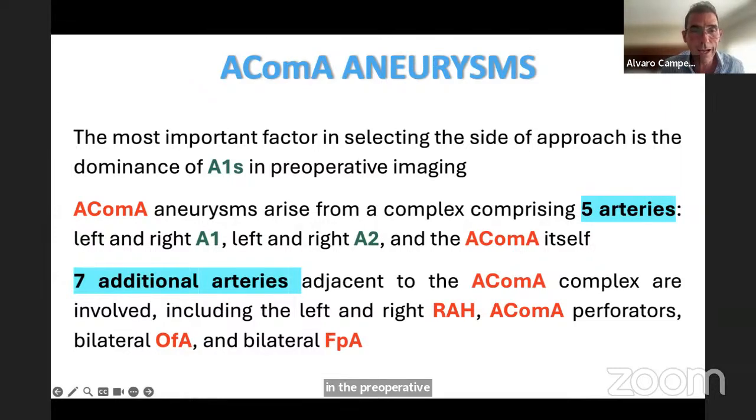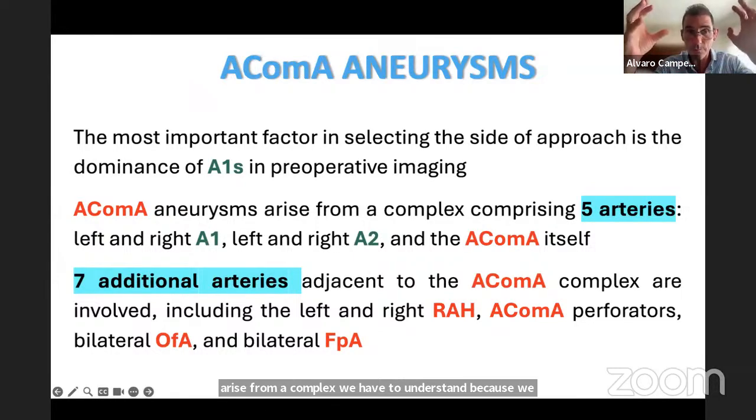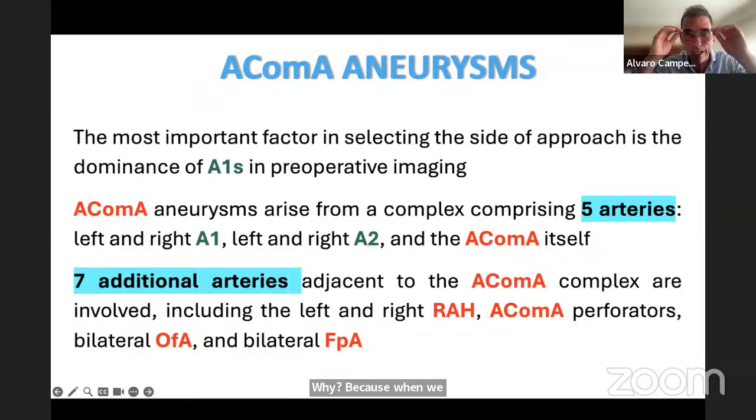And the ACom artery aneurysm arises from a complex. We have to understand this, because we were talking a lot about anatomy, but why? Because when we are going to treat an ACom artery aneurysm, we have to think that we have 5 arteries in relation with the ACom artery complex: left and right A1, left and right A2, and also the ACom artery. So 5 arteries, like an H letter.